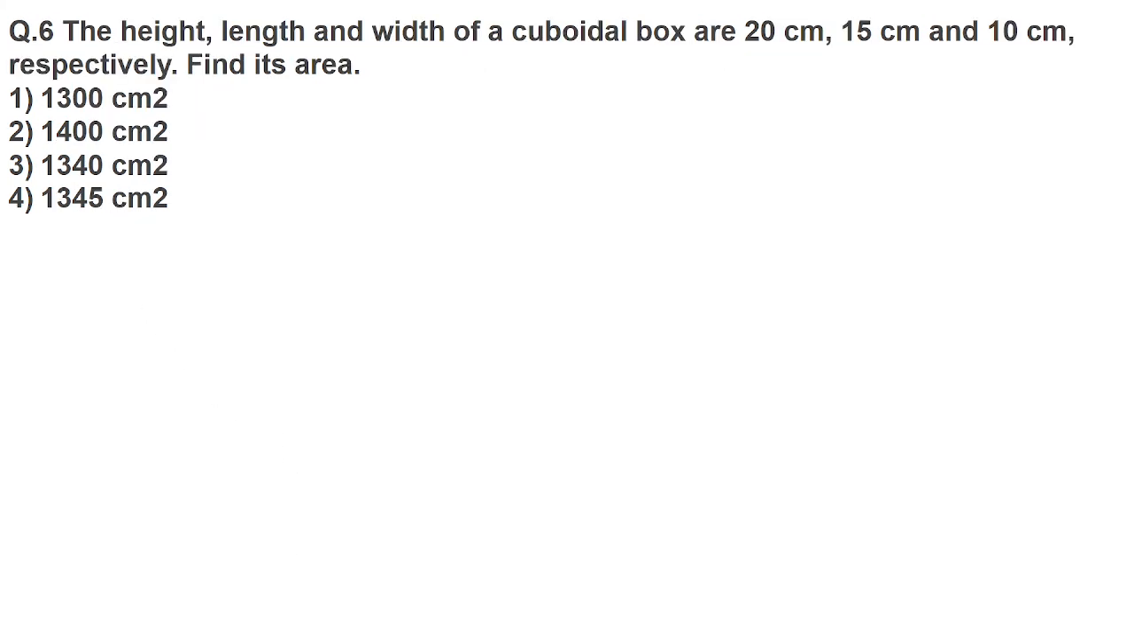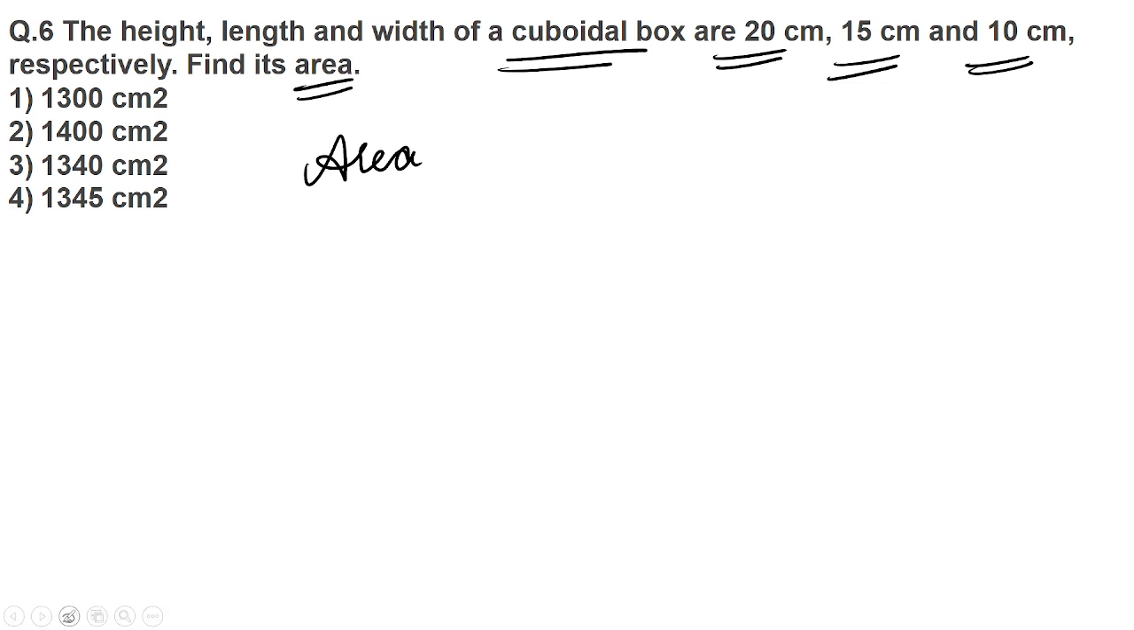Moving ahead to question number 6. The height, length and the width of the cuboidal box are mentioned as 20, 15 and 10 centimeter respectively. We have to find the area. Students, this is very easy. Whenever you have to find the area of any cuboid shape, basically we have to find the total surface area, not area, right?